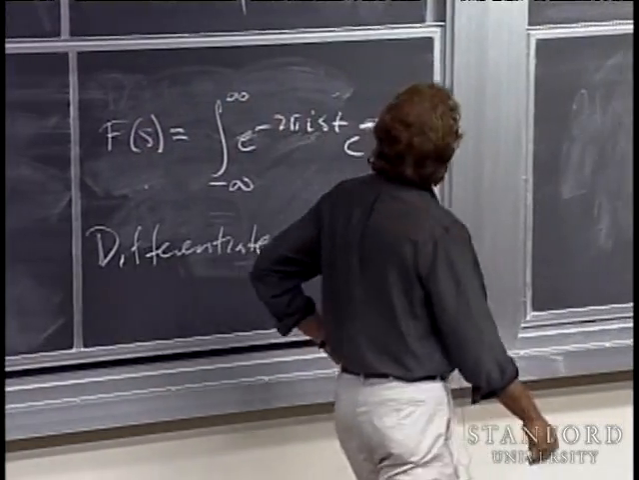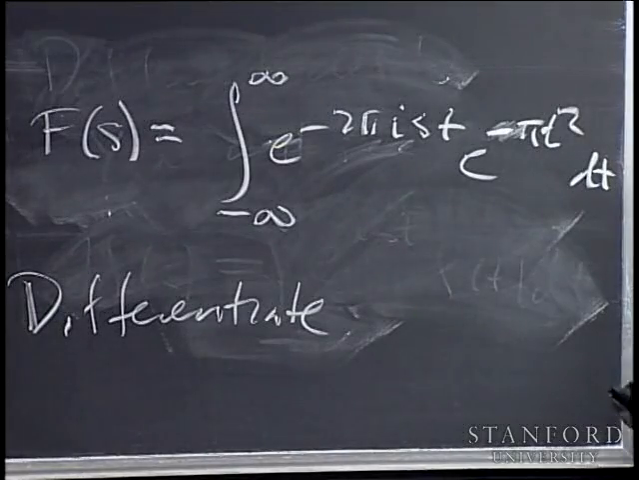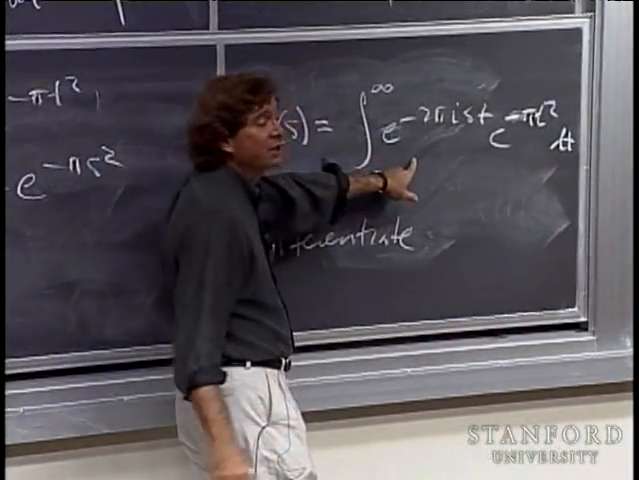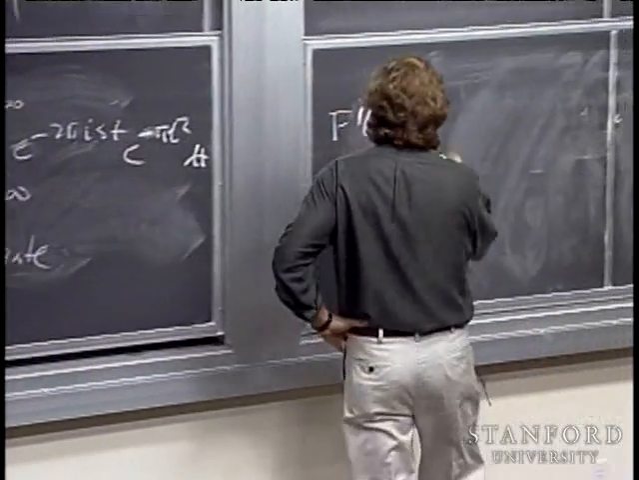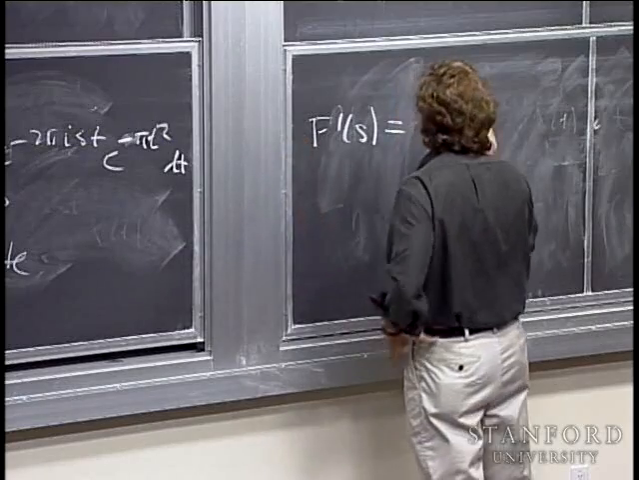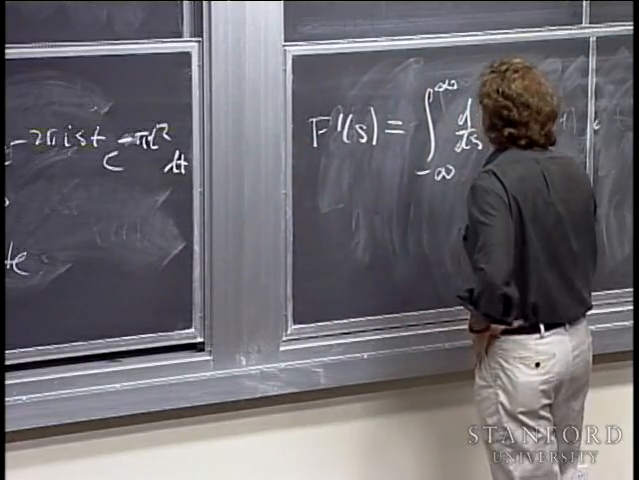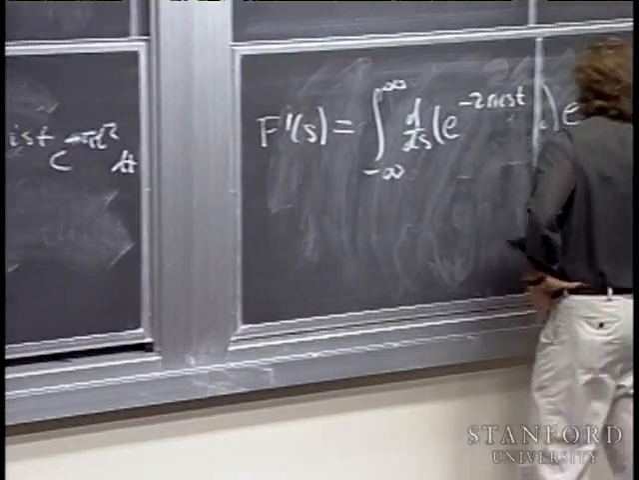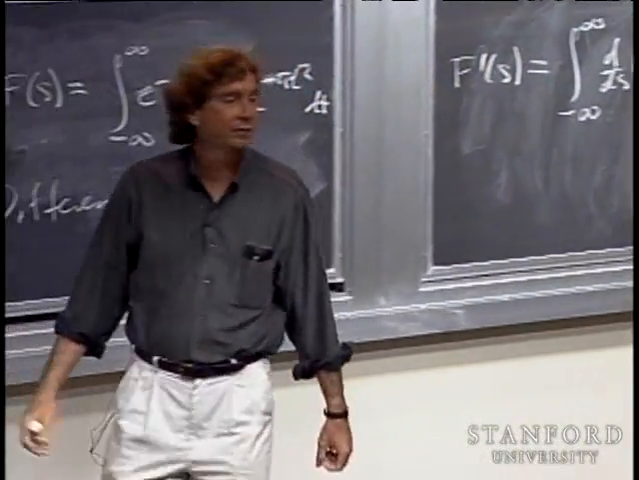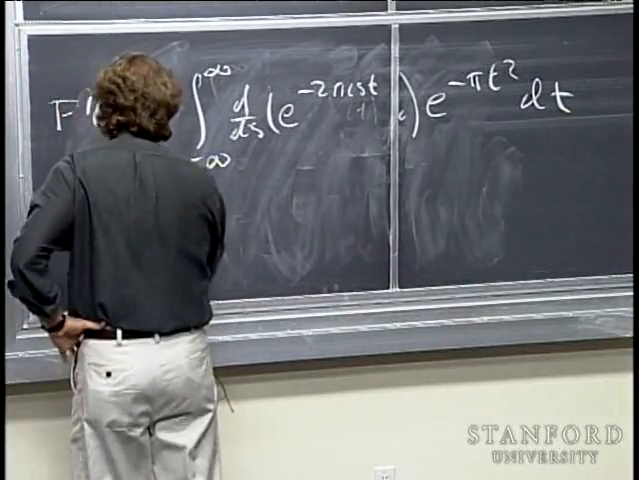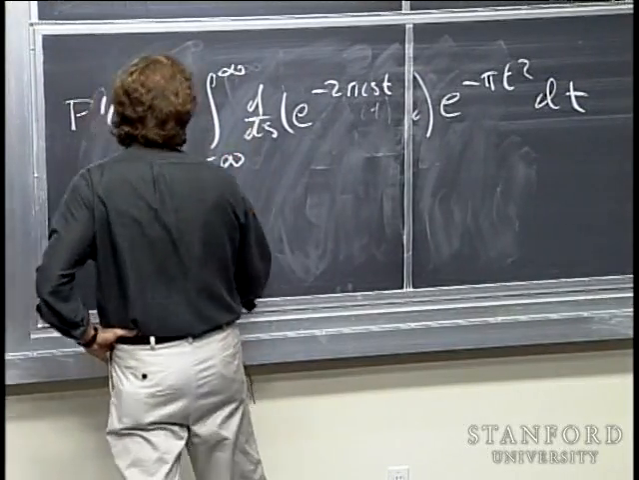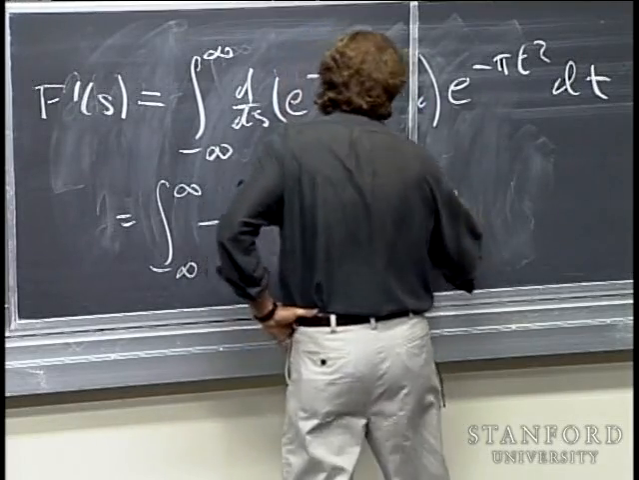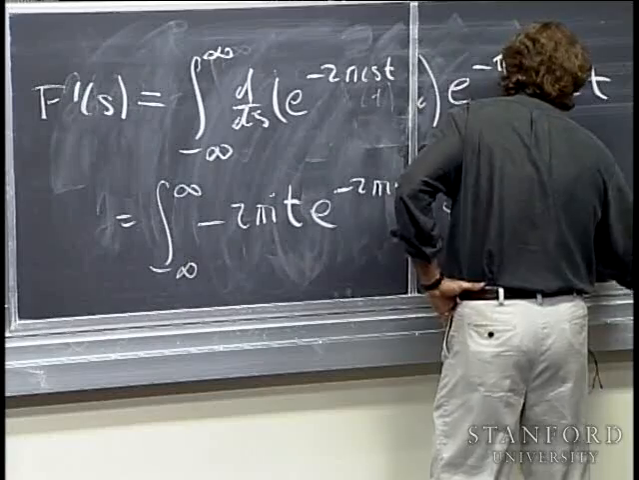That is F prime of s, and this can be justified. The rigor police are off duty, but even if they were on duty, I would have no trouble asserting that I can find the derivative of this function by differentiating under the integral sign. So the integral from minus infinity to infinity, the derivative of this thing is d/ds. The only thing that depends on s here is the complex exponential, e to the 2 pi i s t, and then e to the minus pi t squared stays the same. It doesn't get hit by the derivative. So the derivative with respect to s is the integral from minus infinity to infinity of minus 2 pi i t e to the minus 2 pi i s t, times e to the minus pi t squared dt.